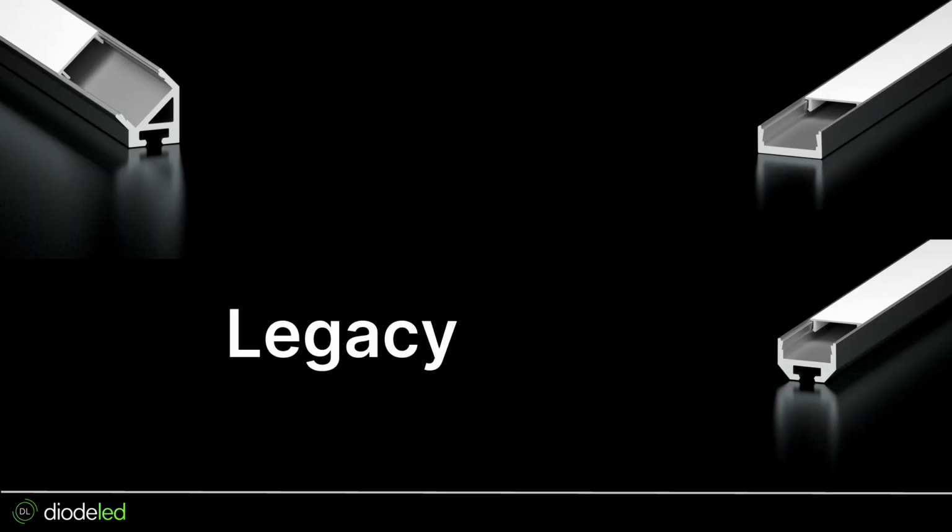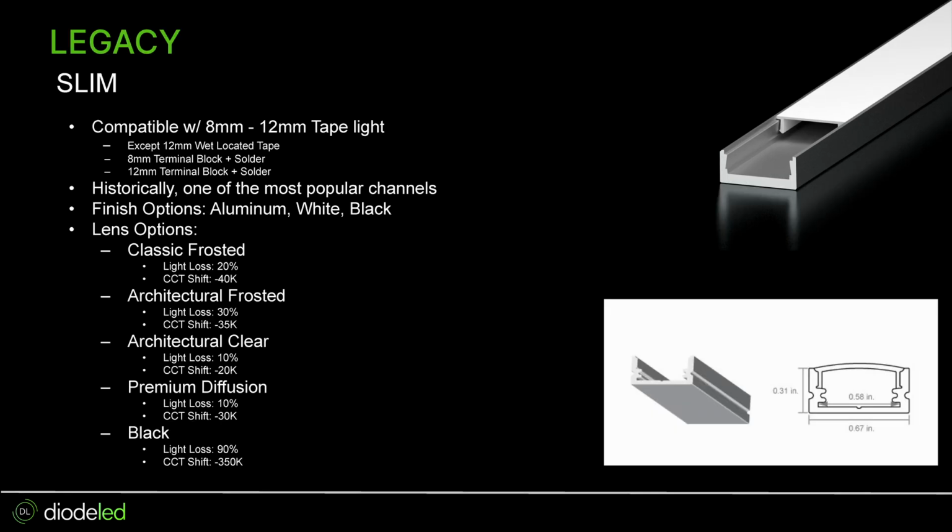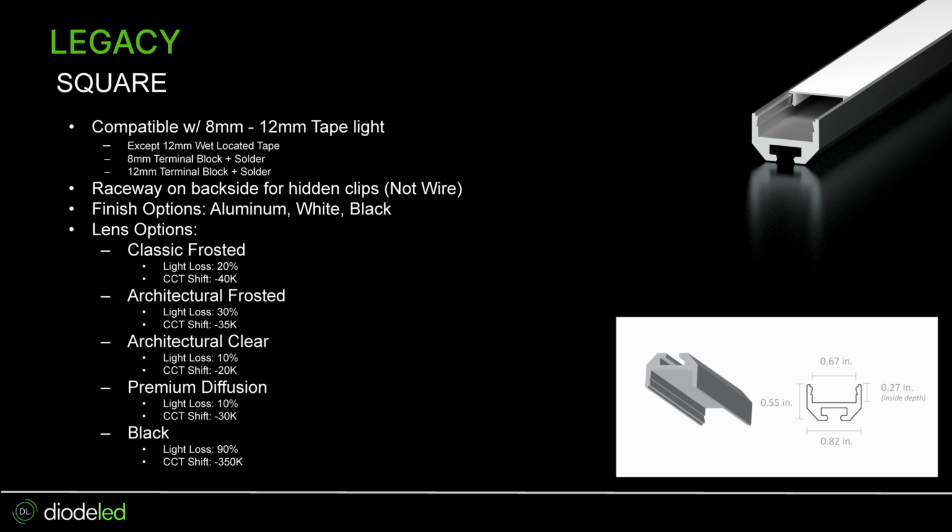So we have the slim, we have the square, and then we have the 45 degree. And really the slim is going to be our probably most popular channel profile across the country. It's one of our first channel profiles we ever made. Again, it's very low profile and has multiple different lens options here. The square is almost the exact same profile, but just with a raceway underneath.